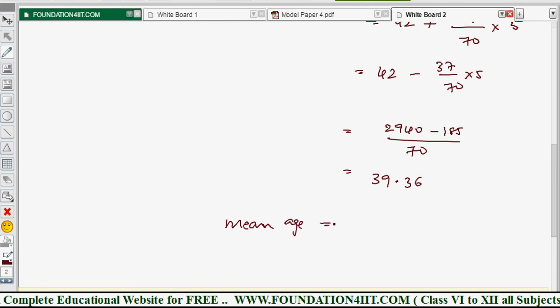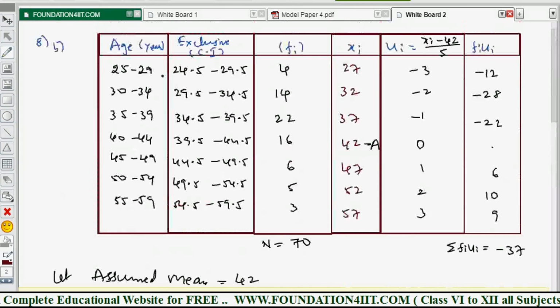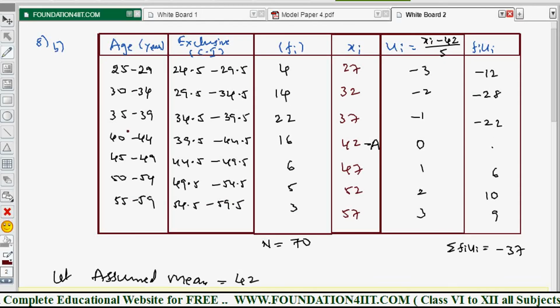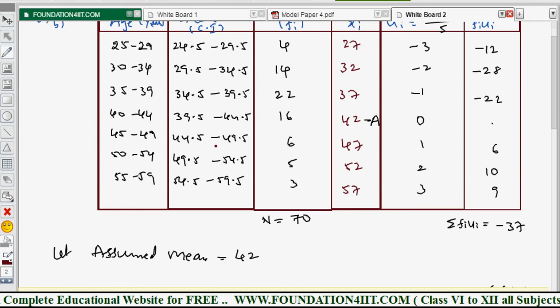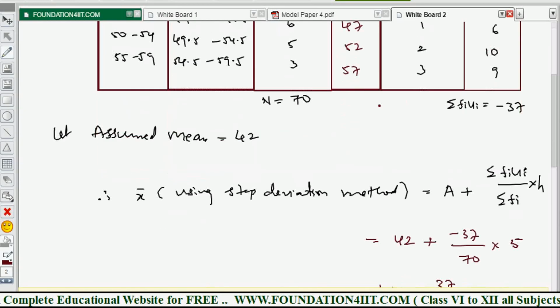So the mean age is equal to 39.36 years, because the class interval is given in years. So the average mean is 39.36, approximately in between that range. So what you are assuming is that it lies in between that range, and you get the answer. So we can solve this mean in this way.